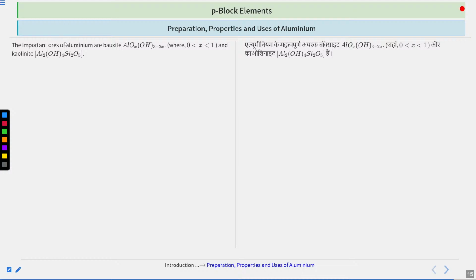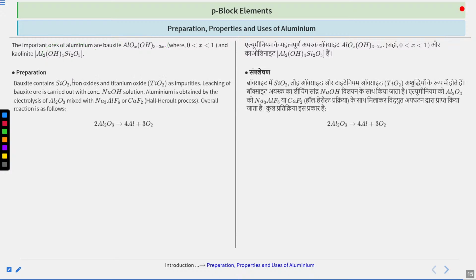Now moving on to the properties of aluminium. The important ores of aluminium are AlOx(OH)3-2x, first this one, where x goes from 0 to 1, and we have kaolinite, which is [Al2(OH)4Si2O5]. It is also an ore of aluminium.